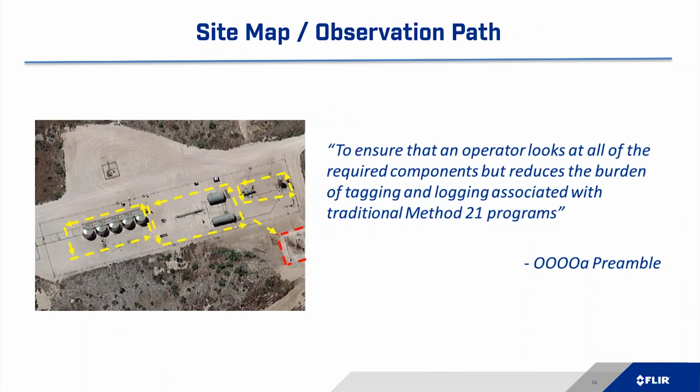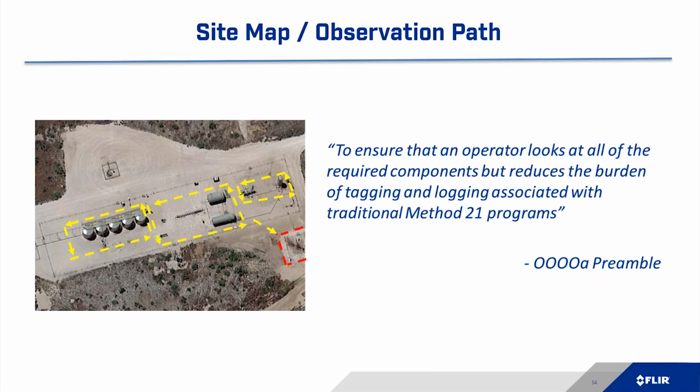One thing that is interesting is the requirement for operators in their fugitive emissions monitoring plan to develop a site map that includes an observation path. And you can see the spirit of this requirement is essentially to assure that operators look at all the required components, but they did state that they have made some efforts to reduce the burden of tagging and logging associated with traditional Method 21 or sniffer programs.